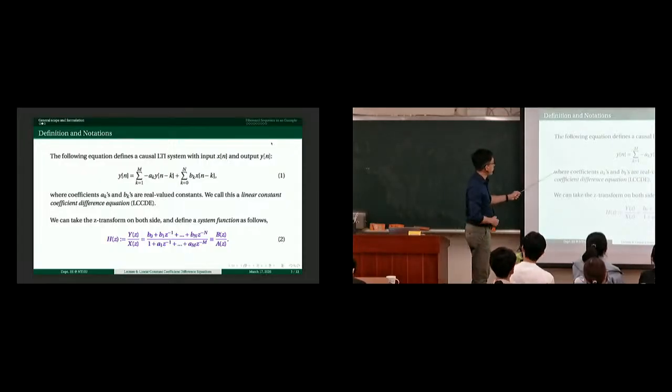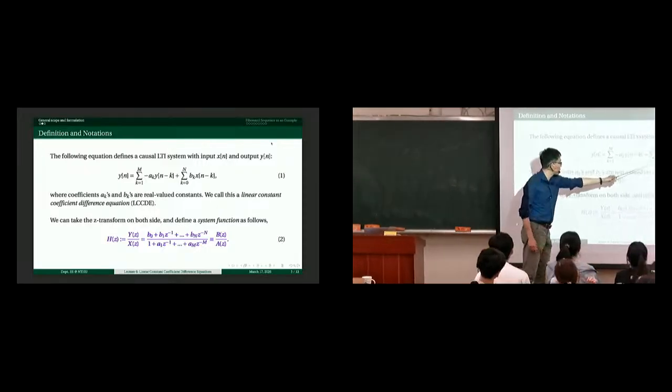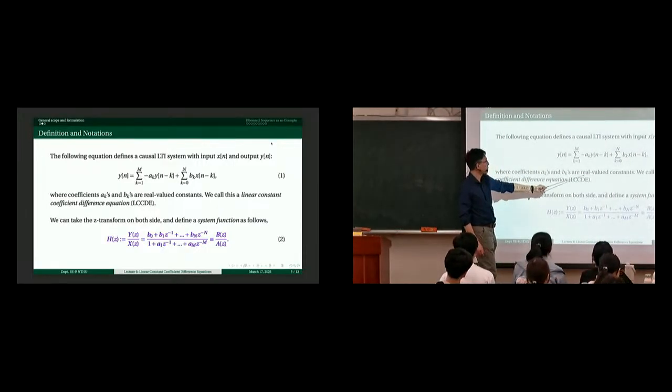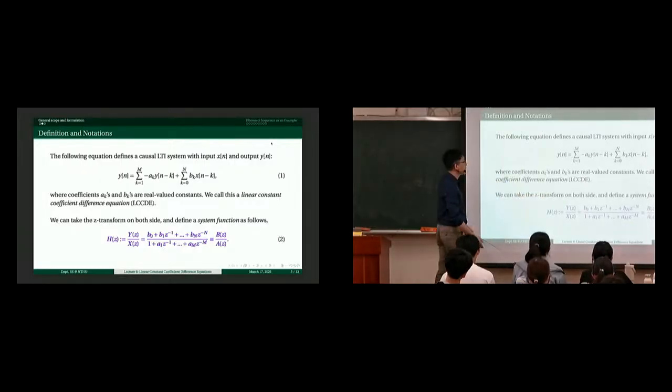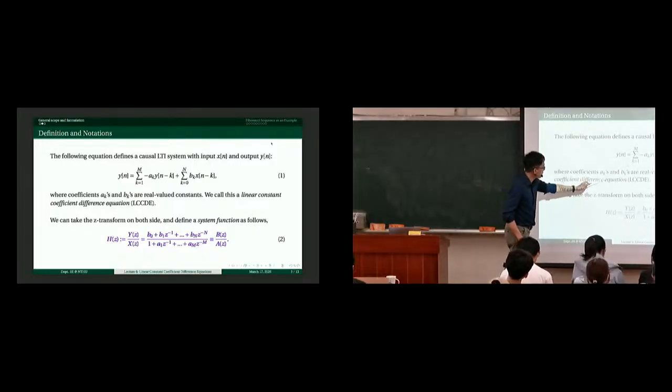A few terminology right here. When the linear combination coefficients are constants, and they're also assumed to be real valued, we call this formulation a linear constant coefficient difference equation. Fancy term: LCCDE. Linear constant coefficient difference equation.